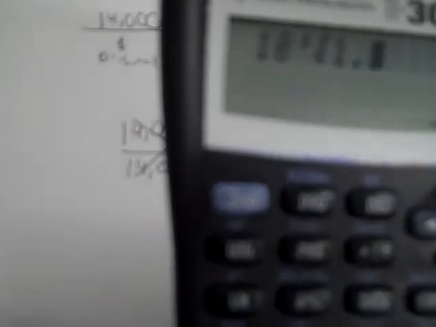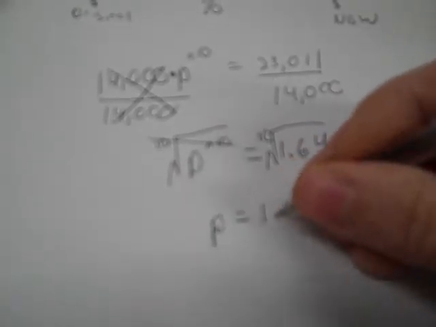Okay. And then it's not a square root, it's a 10th root, so I got to go 10, second, caret, and then 1.64. So you get 1.05, but then there's a couple things you have to do to that. And you're going to do the same thing on all the problems, regardless if it's plus P or minus P.